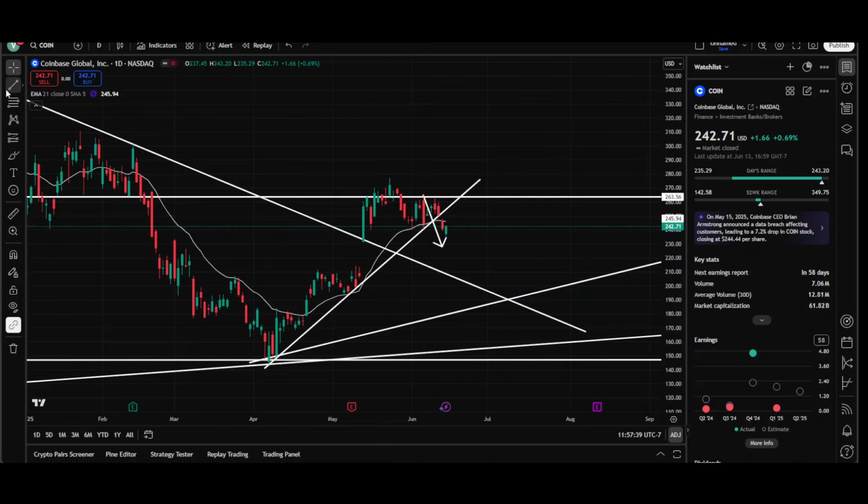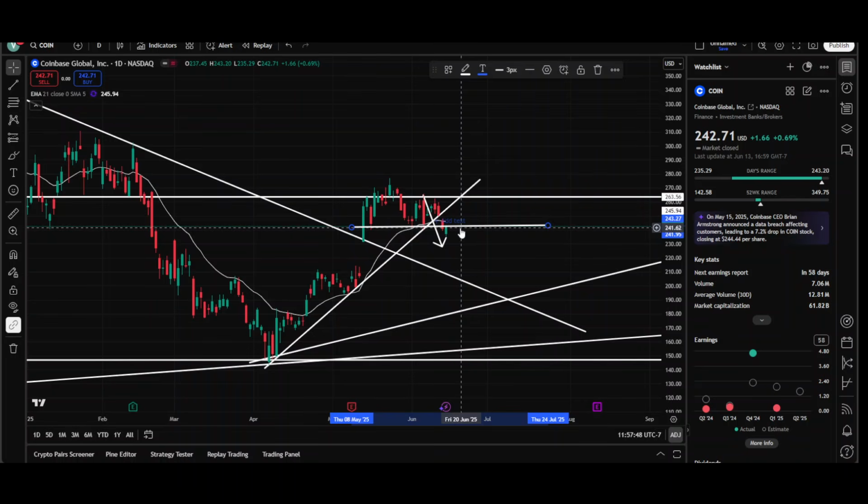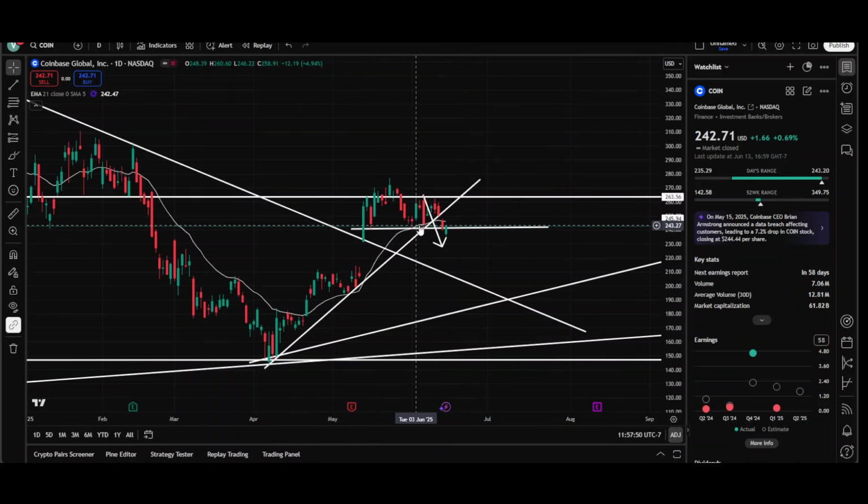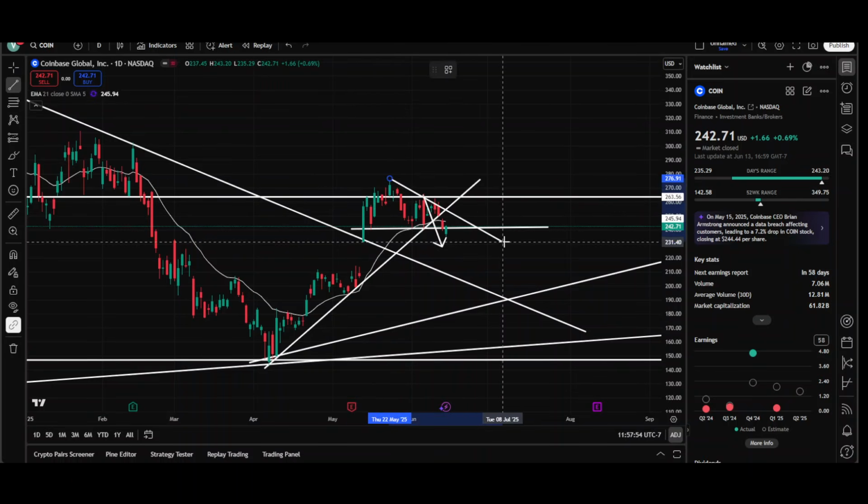So overall, the target has not been met yet. It's right around 227, so we could see a little bit more downside left. However, there is some support around this zone, as you can see here. There is support here, here, here, and here. Looks like we just broke through it, and there's this bearish momentum in play.